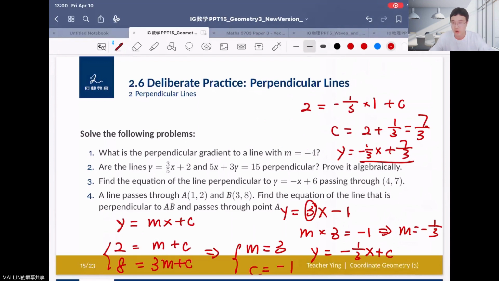Okay, that's all of the lesson. So I hope you understand how to calculate the equations of perpendicular lines, and what the relationship is between the gradients of two perpendicular lines, okay? They are very important in IGCSE Mathematics past papers, okay?